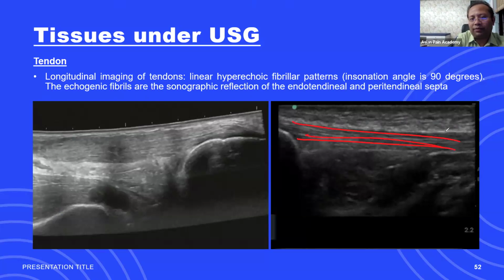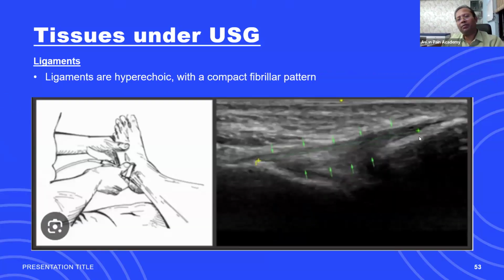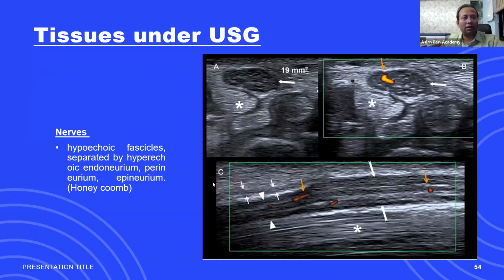Hyperechoic fibrillar type. Okay. Then comes ligaments. Ligaments and tendon are many times the same. The only thing is that a ligament goes from bone to bone, and a tendon goes from bone to muscle. So ligaments.